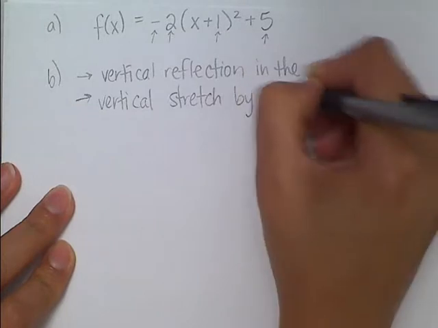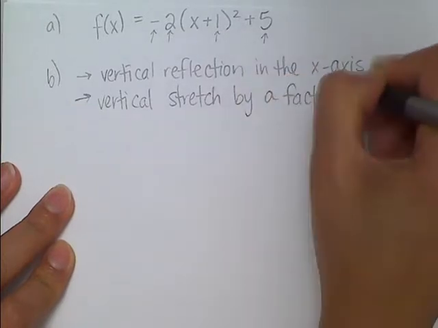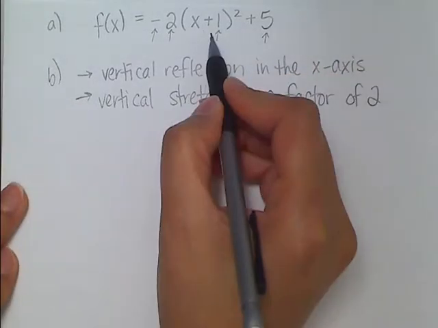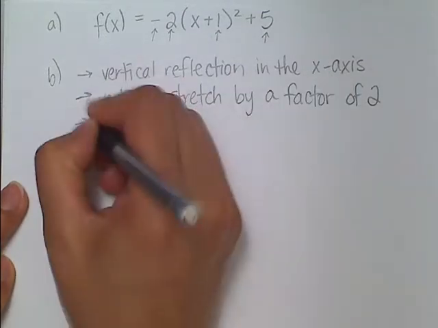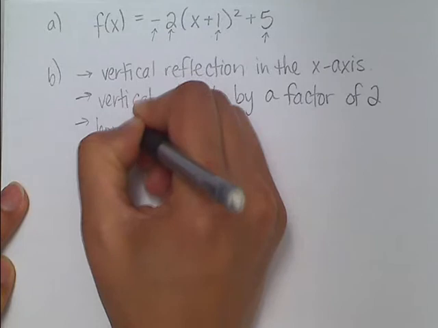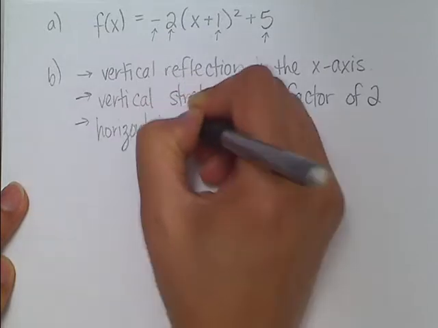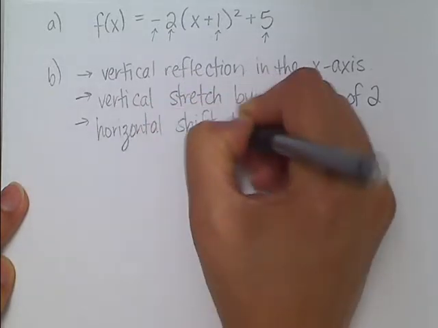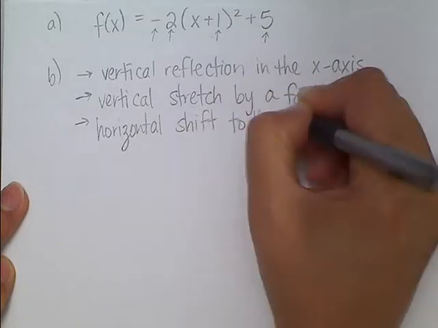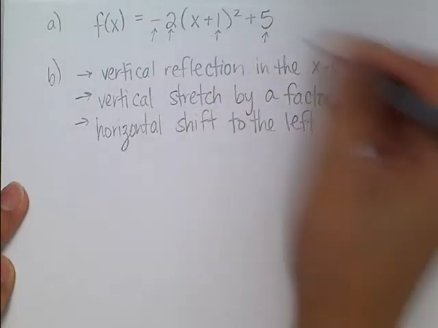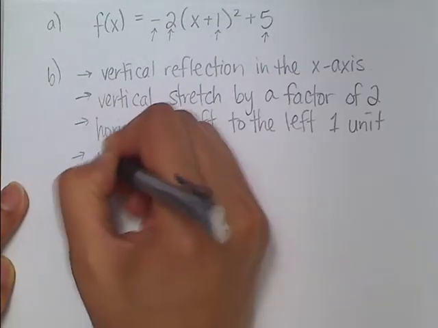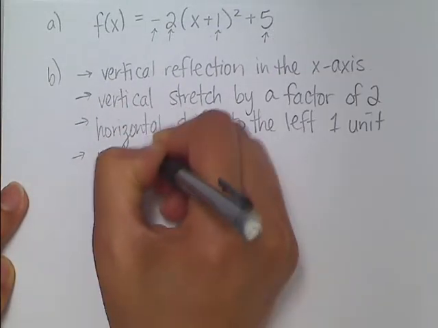By a factor of 2. And then we have a horizontal shift, and this is a horizontal shift to the left, 1 unit. So horizontal shift to the left, 1 unit. And finally we have a vertical shift up 5 units.